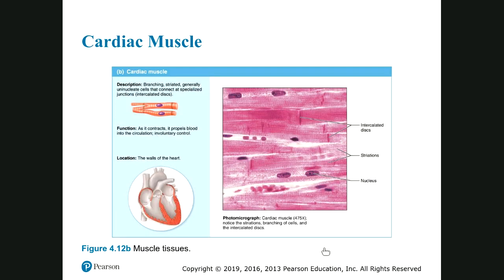Cardiac muscle, because it is out of our conscious control, we consider it an involuntary muscle. It is found only in the walls of the heart. Its contractions help propel blood through the blood vessels to all parts of the body. And like skeletal muscle, cardiac muscle cells are also striated. They're less observable, but nonetheless, you can see the striations here.